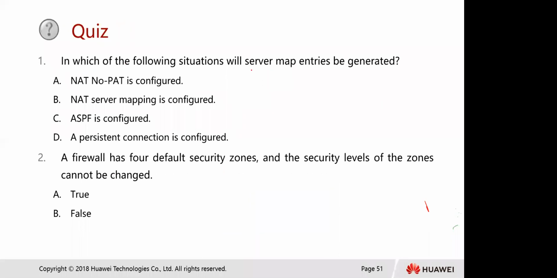So we have our quiz here. In which of the following situations will server map entries be generated? We talked about this, you remember? We talked about when NAT server mapping is enabled. We also talked about when ASPF is enabled. We did not talk about persistent connections. The answer is ABCD.